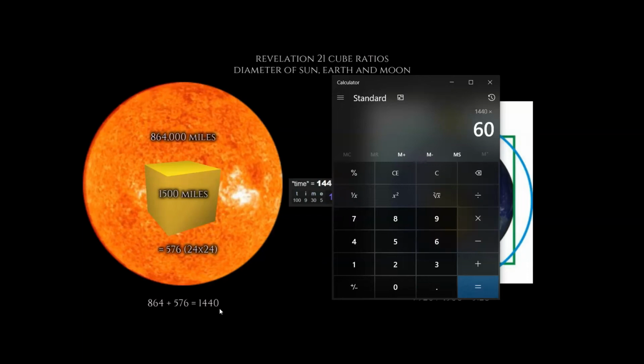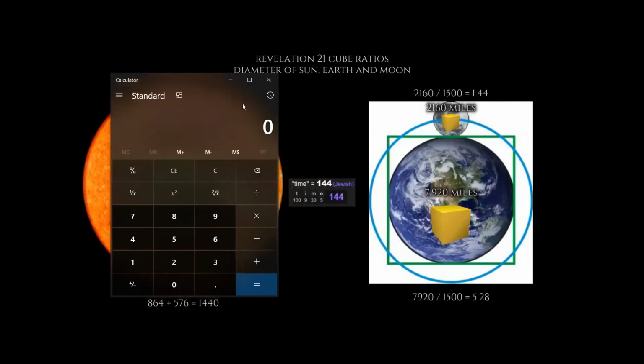And it just happens to be that there are 86,400 seconds in a day. So there's a little math riddle here with the Revelation 21 cube ratio with the size of the Sun. And time in Jewish gematria sums to 144. There are 1440 minutes in the day. So without the 0, we have the 144.